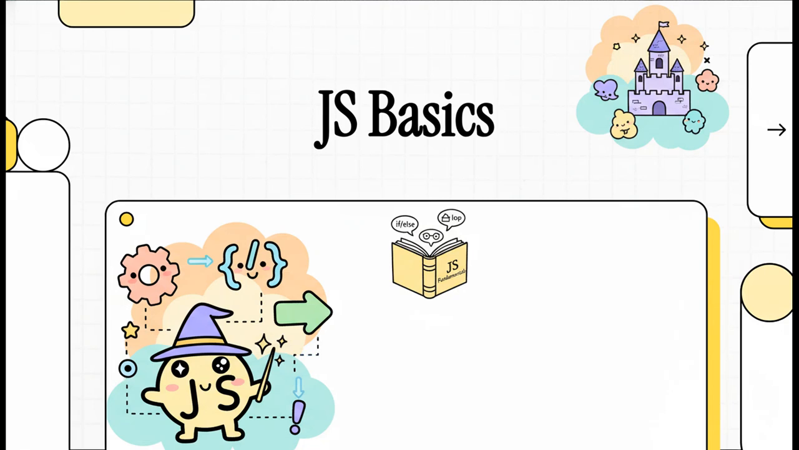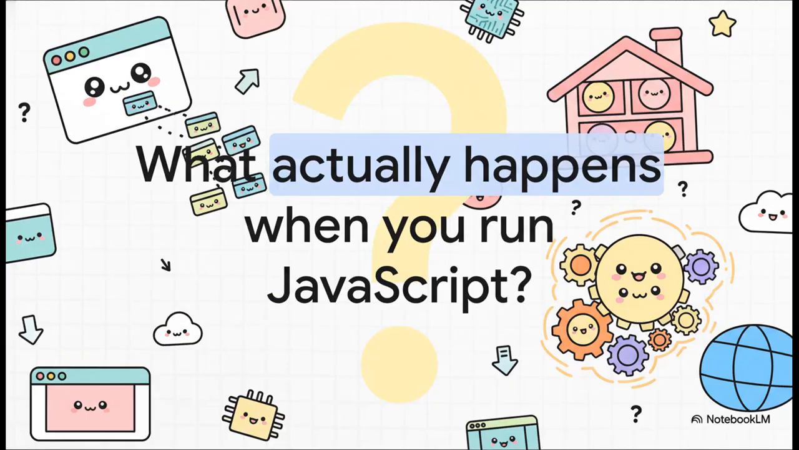All right, let's talk about the fundamentals of JavaScript. But we're going to skip the usual textbook stuff and get right into what's actually happening under the hood. So we all write and run JavaScript, but what's really going on when you execute a script? It's definitely not magic. Your code isn't just floating around in space. It's running inside a very specific, carefully designed environment, usually right there in your browser.